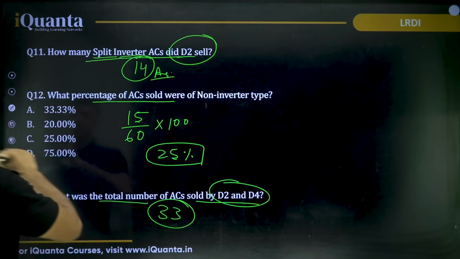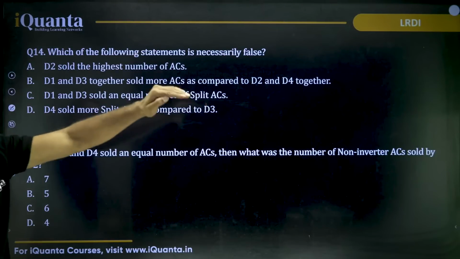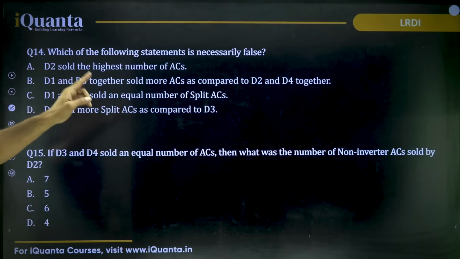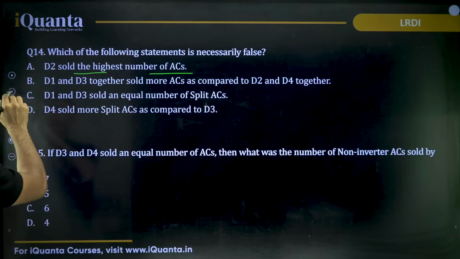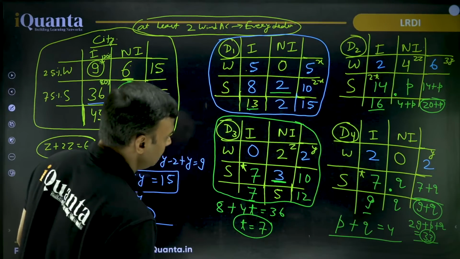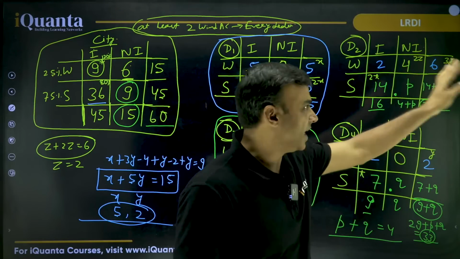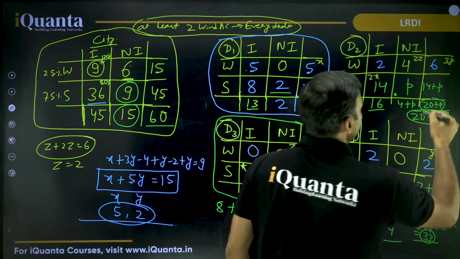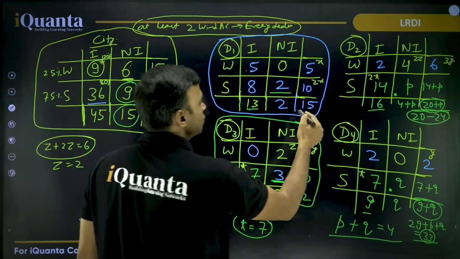Then the next one, we have the 14th question. Which of the following statements is necessarily false? Alright, very carefully read it. Which of the following statements is necessarily false? D2 sold highest number of ACs. Go back. D2 sold highest number of ACs. D2 has sold 20 plus P. We don't know P. P can be 0 or P can be 4. So it can be anything from 20 to 24. So minimum number of AC that D2 has sold is 20. Maximum is 24. Now here D1 has sold 15.